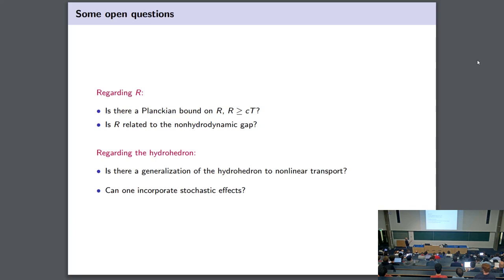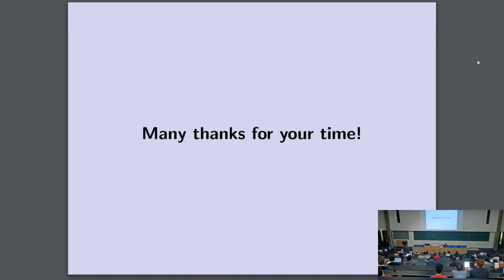So there are some open questions that I think this work motivates. The first set of questions pertains to R. I think it would be interesting to understand this quantity on a deeper level and relate it to some other easily computable quantities, such as the temperature or the non-hydrodynamic gap. And regarding the hydrohedron, much work remains to be done to see if this analysis can be generalized. We would need to consider the generalization to nonlinear transport, and it would be fascinating to see if we can systematically incorporate stochastic effects.